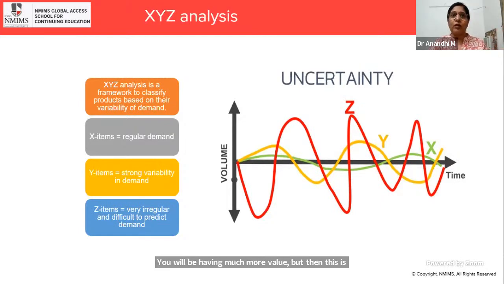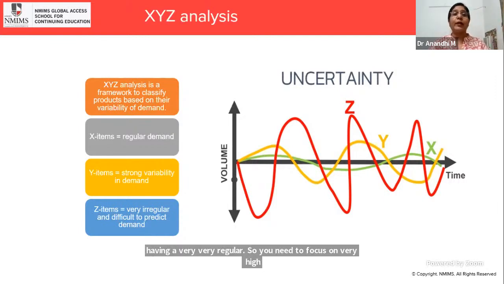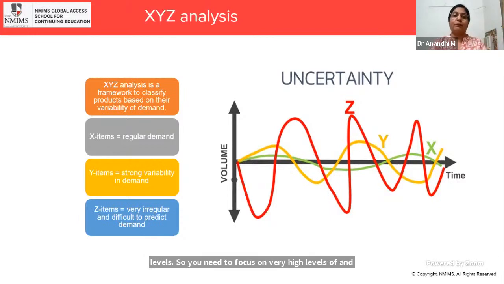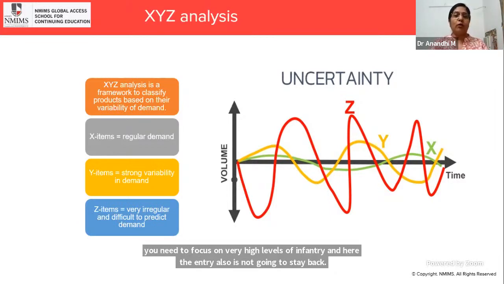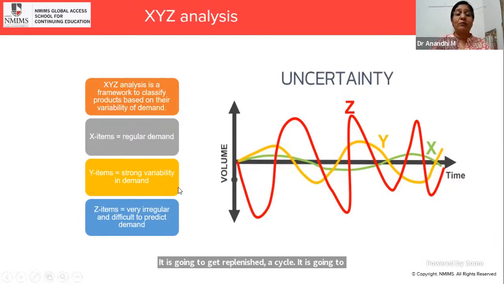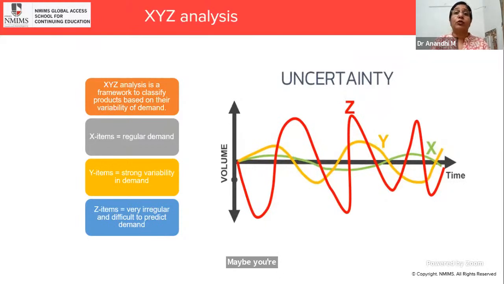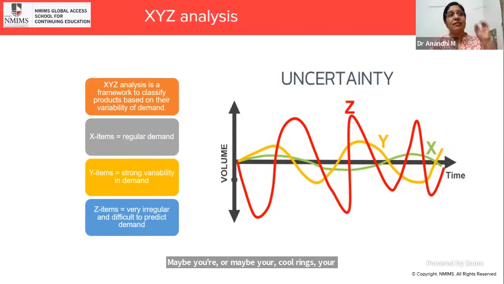So you need to focus on very high levels of inventory. And here the inventory also is not going to stay back. It is going to get replenished, a cycle inventory. It is going to go on and on and on. But for Y items, there is a very strong variability in demand. Most of your seasonal items come under this category, maybe your umbrellas, or your cool drinks, juices, ice creams. So items which have seasonal demand.